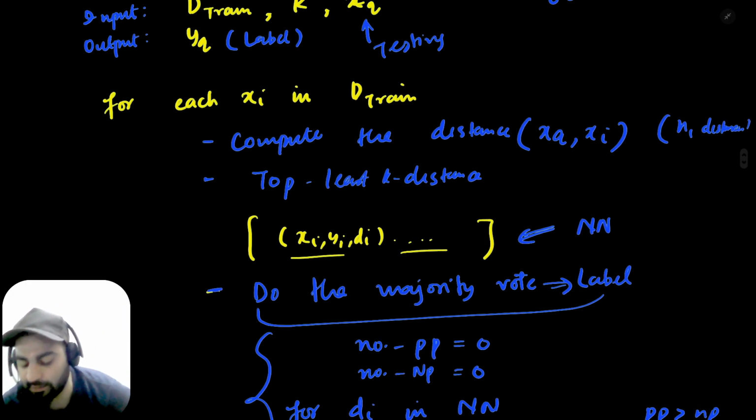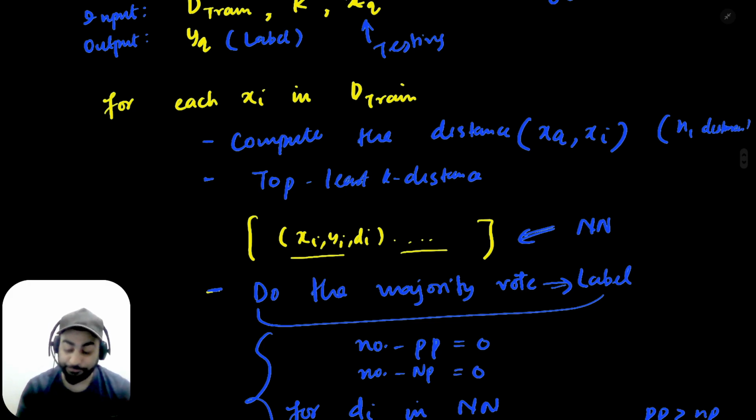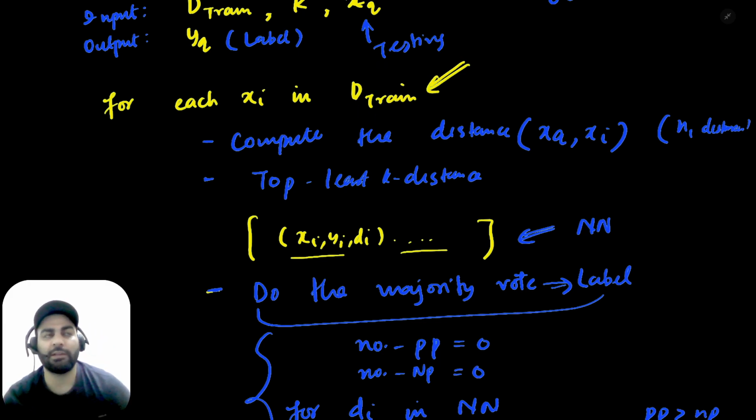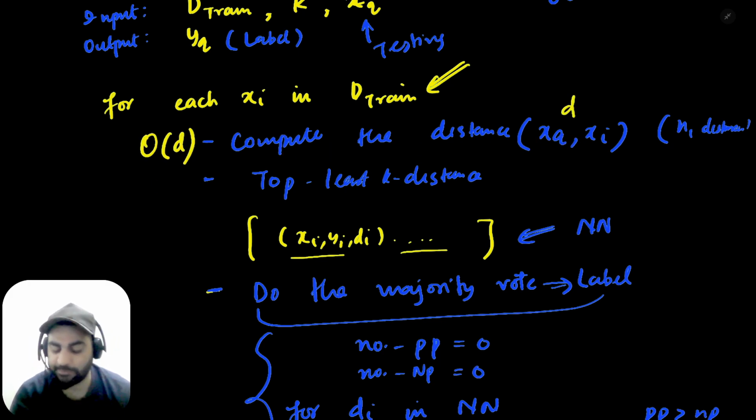So what is time complexity analysis? We'll see how much time and how much space it will take. If you see this step, for example this for loop, how many times will it run? It will run D train number of times. How many points are there in D train? And computing distance depends on D. So this step will run order D times, because it will have to do D computations, those subtractions and squaring them up, then at the end taking a square root for the distances. Computing the norm, each of these will take order D. How many of you understood this step? This will take order D time.